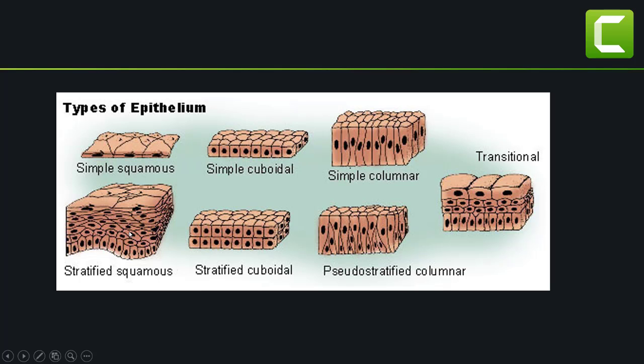Stratified epithelium is also divided into four according to the shape of the cells. Beginning with the stratified squamous. In stratified squamous epithelium, one layer of the cells is cuboidal or columnar and the others reach the squamous shape at the surface. This first layer is the basal layer.